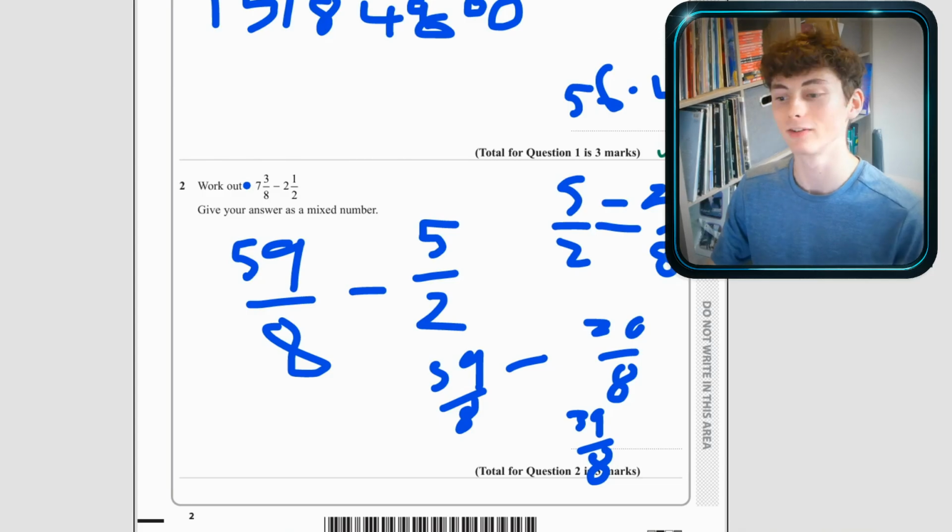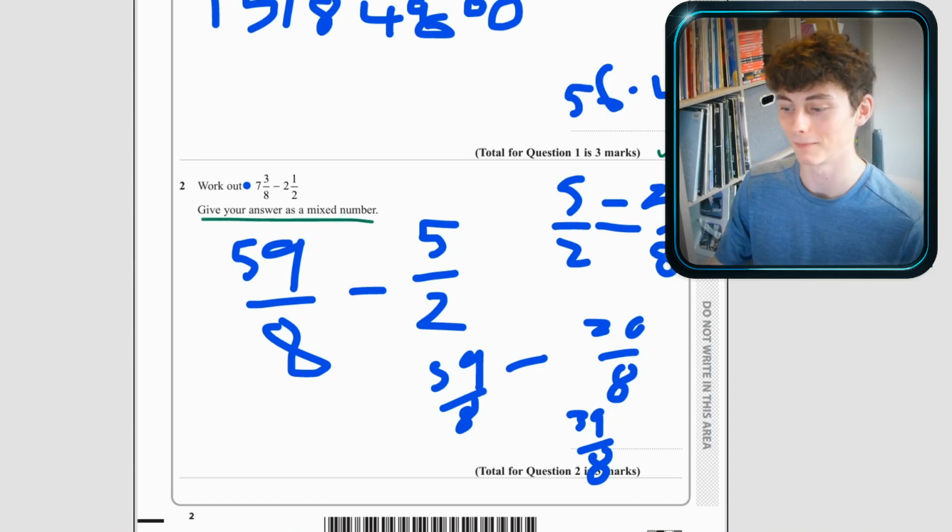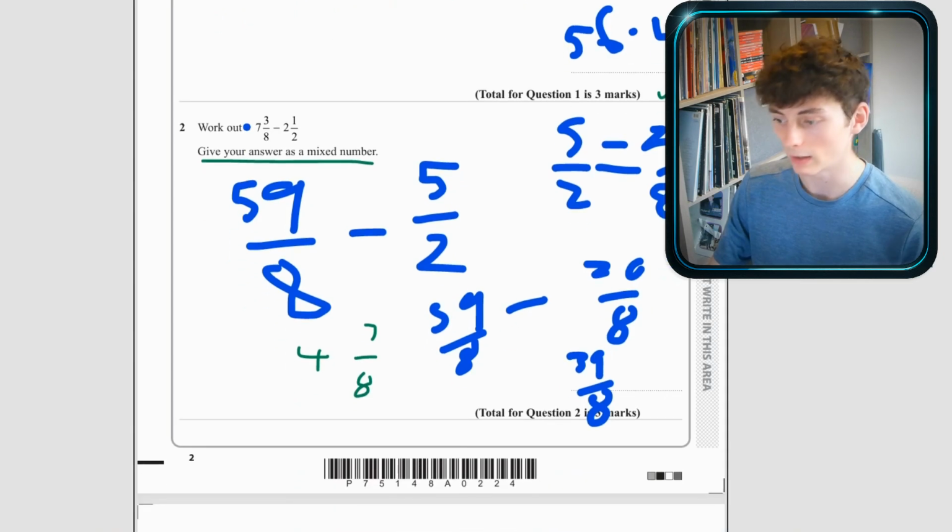Right, I'm only on question 2 and I've already found a mistake. I did not see, please give your answer as a mixed number. The actual answer is 4 and 7 over 8. So I've got the right answer and it needed to be in mixed number form, but I put it as an improper fraction. So that's a bad one to miss. It's so easily done. You can easily miss stuff like that. I should have been more careful. So I'm only going to get 2 out of 3 on that question, unfortunately. Already dropped a mark. It's only question 2.